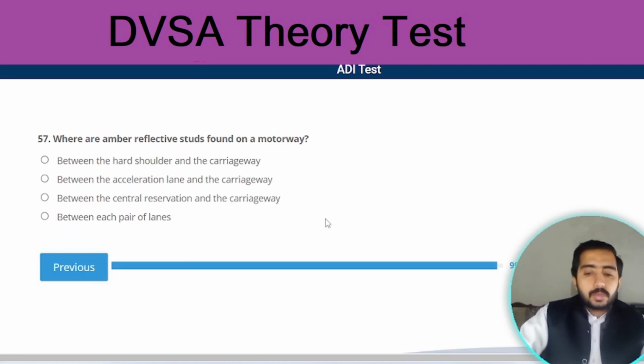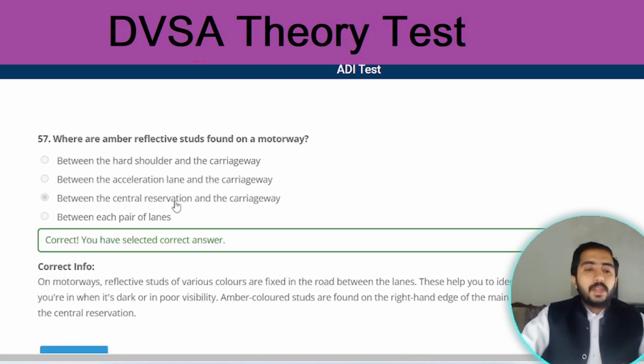Next and the last question of this quiz. Where are amber reflective studs found on a motorway? The correct option is between the central reservation and the carriageway. And guys, this quiz is also completed and we have covered in this video the motorway rules car theory test.